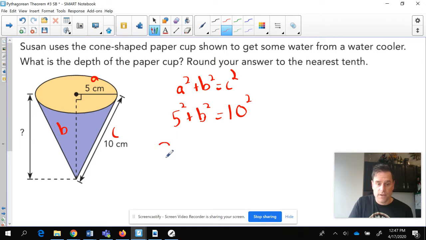We're just going to solve this. This is going to be 25 plus B squared equals 100. And we're going to take away 25 from both sides.